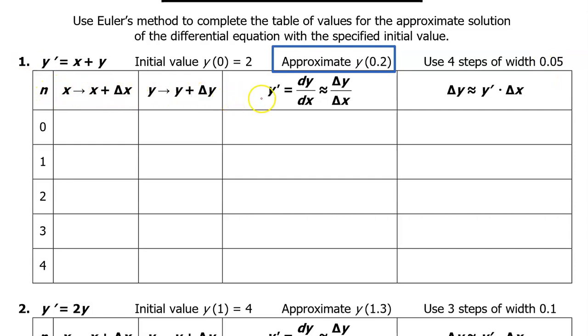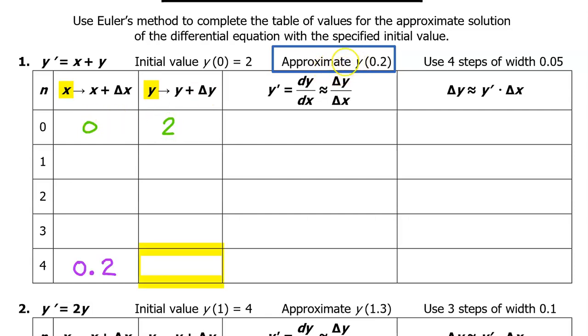The top row tells you how to do Euler's method. I want you to memorize this setup. I am providing this information for instructional purposes, but on the test or on the AP exam, you will have to make your own chart from scratch. The first two columns are for x and y, and we start with the initial point, 0, 2.